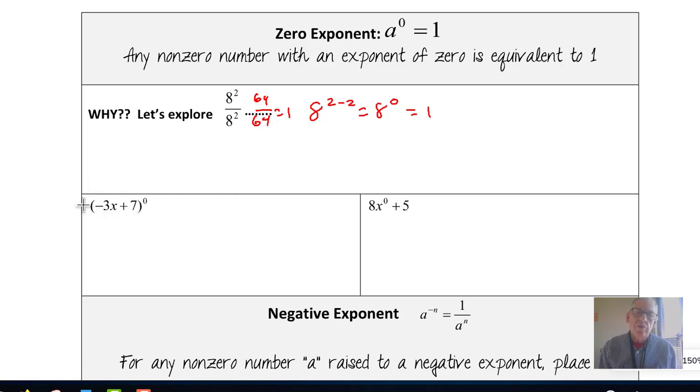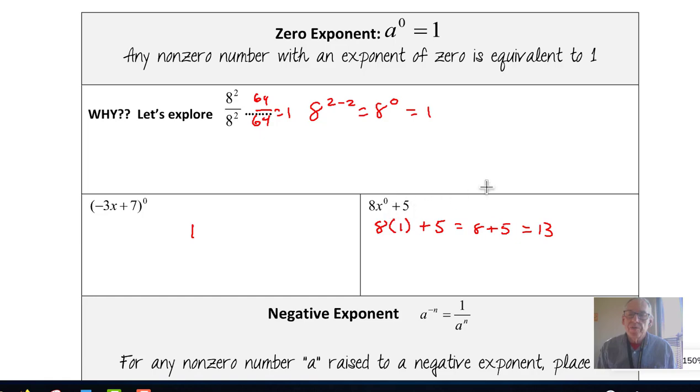So this negative 3x plus 7 group to the 0 power is 1. 8x to the 0 power. Now here we have to kind of think about order of operations. We really have 8, and x to the 0 is 1, and then we have plus 5. So 8 times 1 plus 5 is 8 plus 5, which is 13.